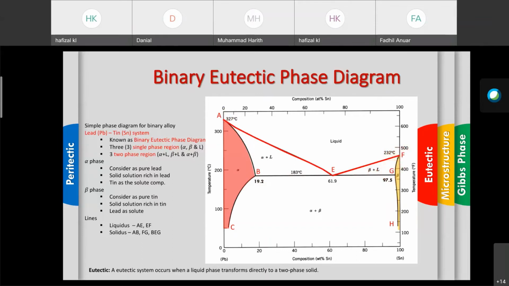And also. Excuse me, doctor. Sorry to interrupt, but I have a question. At the alpha phase, when it says solid solution, what does it mean? Like, how can a solution be solid?